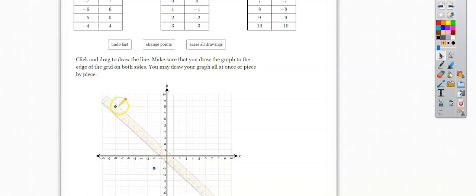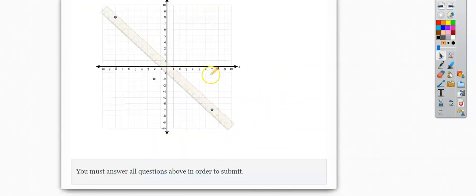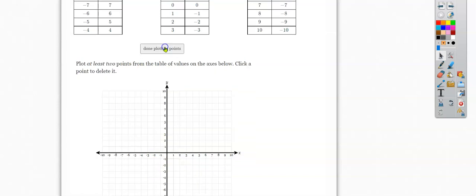Which one? -8, 8, right? -8, 8. -2, -2. And what was this one? 7, -7. This one I did wrong, right here. Change points. I did -2, -2 instead of 2, -2.